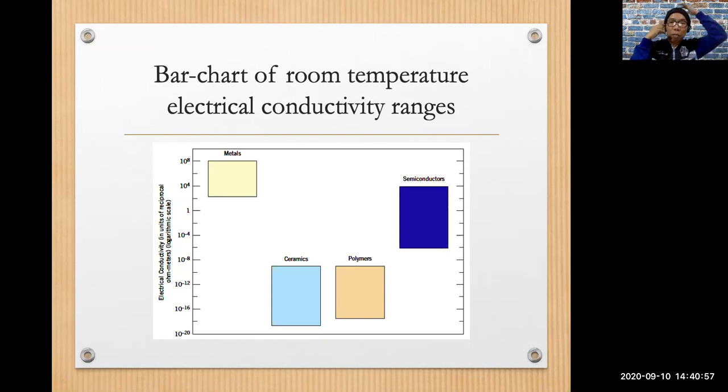Hello? Can you hear me? Yes, sir. Mag-react naman kayo dyan. Baka mali yung sinasabi ko. Sir, mali po yung sinasabi nyo. Yung ceramic ay kayang mag-conduct ng electricity.